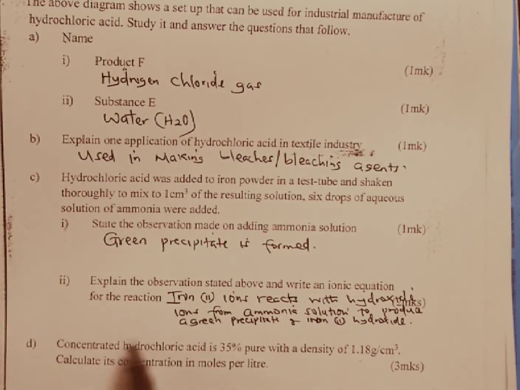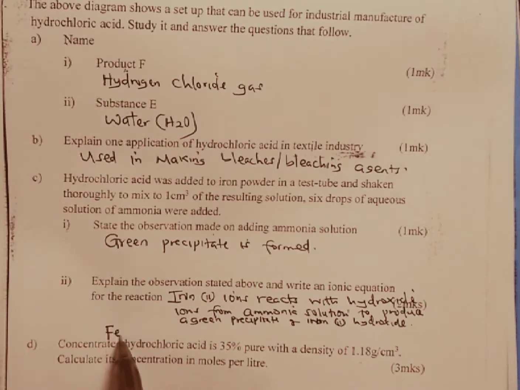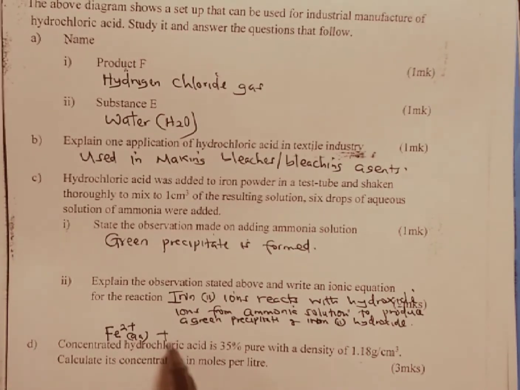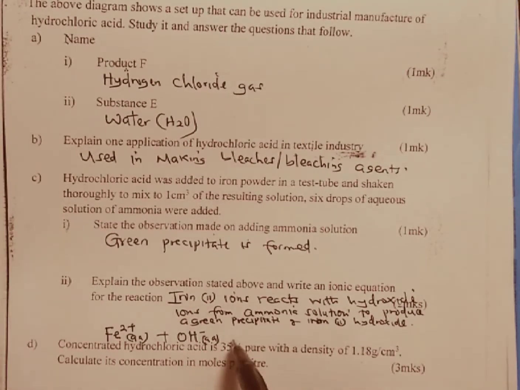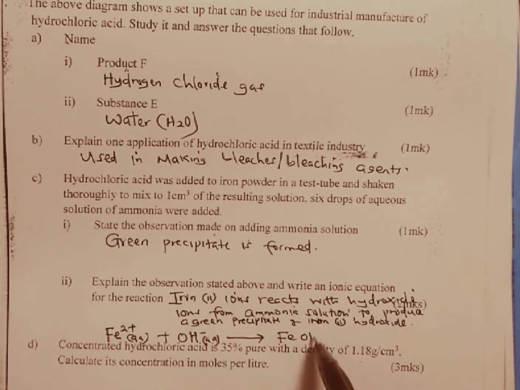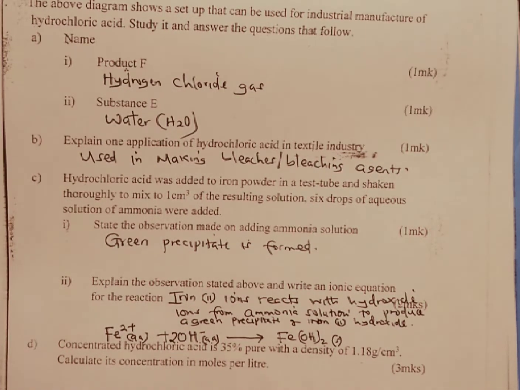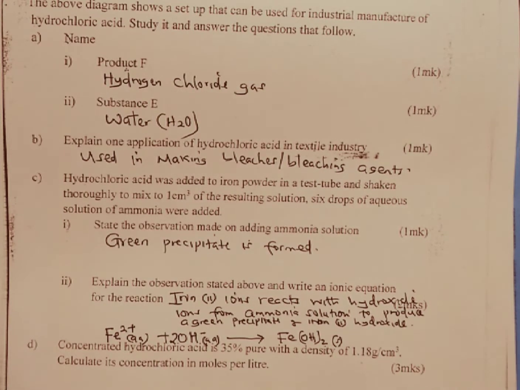In this case, if you want to do an ionic equation, we are going to take iron 2 ions, aqueous, plus hydroxide ions from ammonia solution to give us iron 2 hydroxide, a solid or simply a green precipitate. And for us to balance the equation, we write 2 behind the hydroxide ions. Remember, this is the test for the cations.